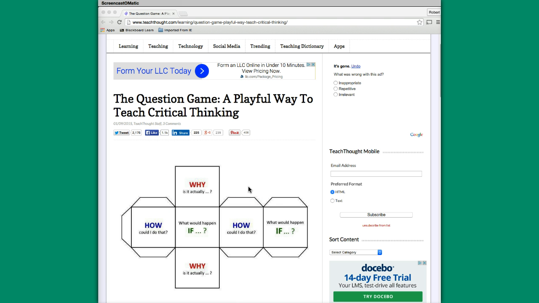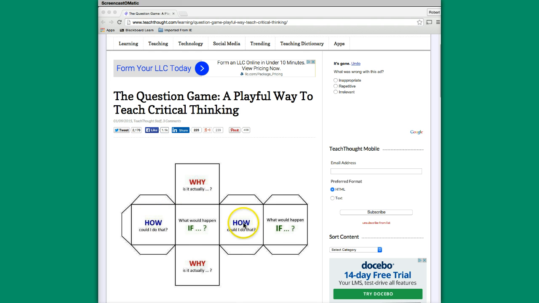So the how type of question, how could I do that? It focuses on developing practical solutions. The why question helps to find the root of the problem. And the what if question opens up the floor for creative solutions. So depending on what the content is that you have students engaging with, getting them to stop, pause, and think about any or all of these questions can actually help them improve their critical thinking.